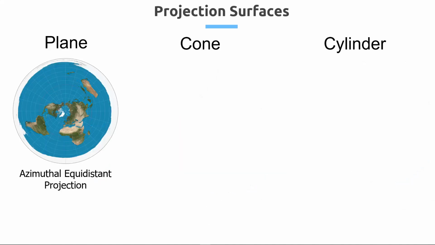So this is what a planar map looks like. These aren't that common. This is the azimuthal equidistant projection. This one totally maintains distance accurately, but shape and other things are sacrificed in doing that. And at the center of it is the North Pole. So the North Pole is the tangent right there.